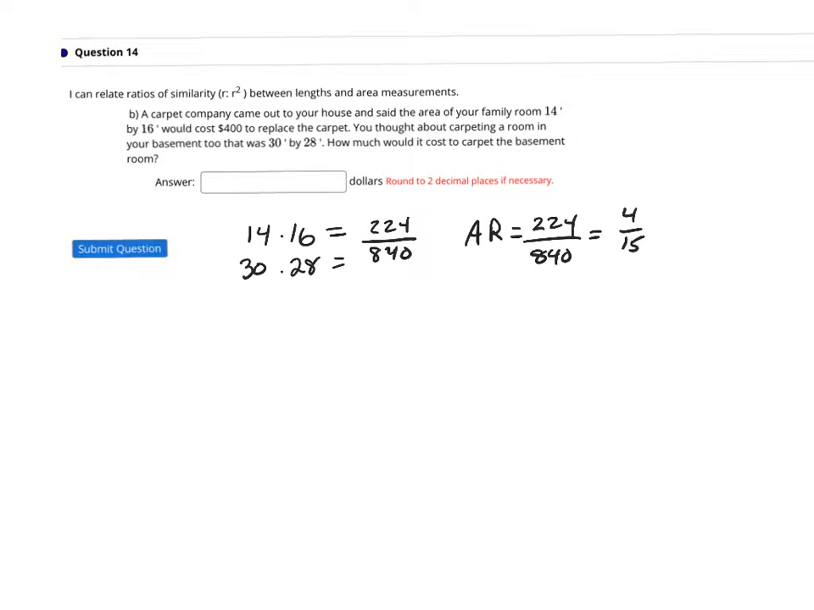Now, I'm going to set up a proportion. I'm going to use my area ratio of 4 over 15 and set that equal to the cost of the carpet for the upstairs over the cost of the carpet for the downstairs. When we cross multiply, I get 4x is equal to 6,000. If I divide by 4, I get that x is equal to 1,500. So it would cost $1,500.